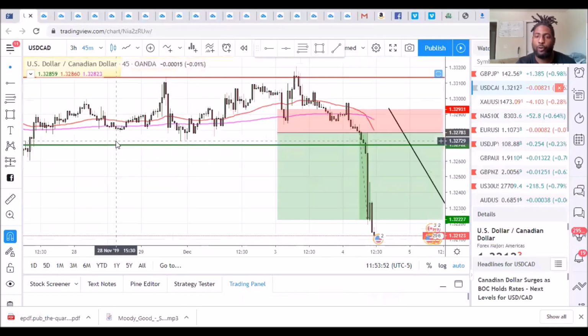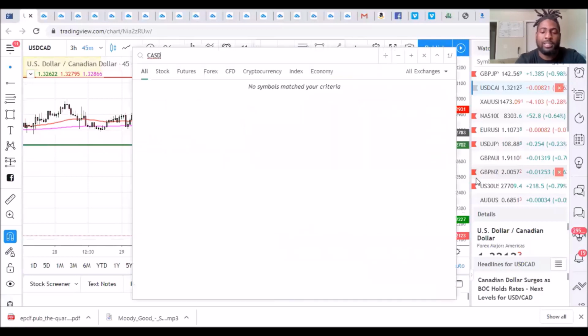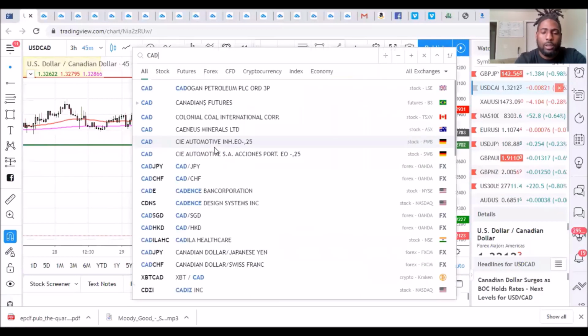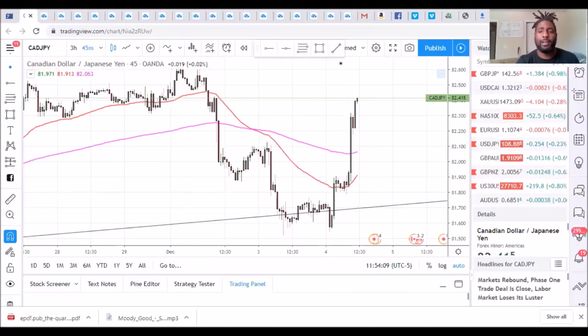So I just want to break this down for you. And I'll show you CAD. Let me see. Got 17% left, so we should be good. We're gonna look at CAD JPY real quick, and I'm just gonna show you the structure being broken outside of our fundamental aspect.